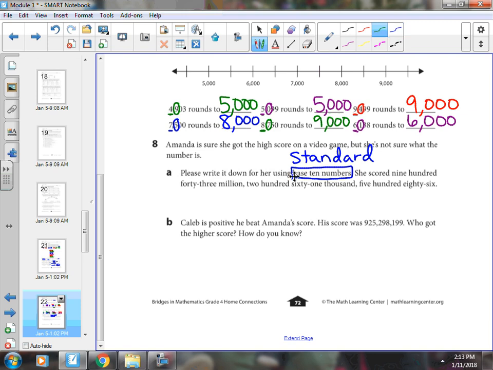943 million. Chunk it up. Can you write 943? Yeah, 943. The word million is where we put our comma. 261. I can write that. The word thousand is where we put our comma. 586. So chunk up those big numbers to make it easier to write.